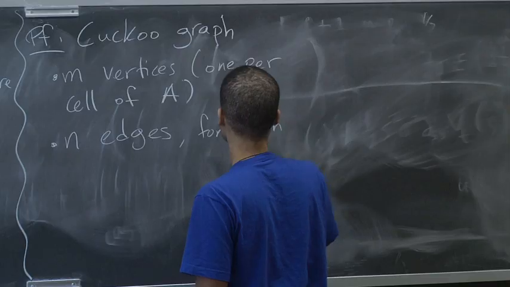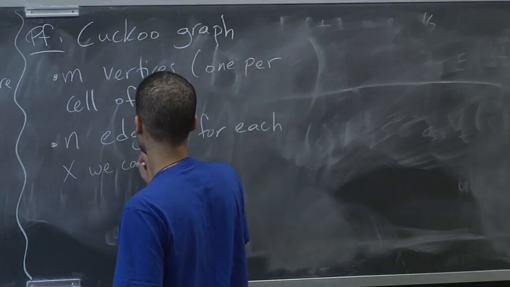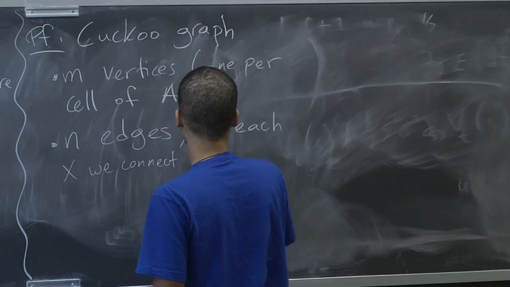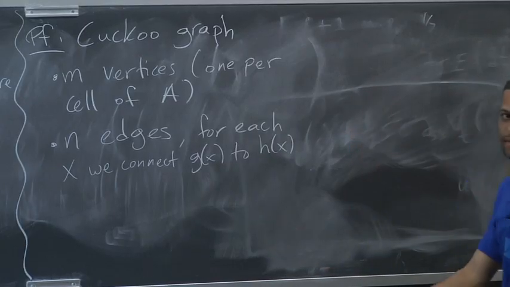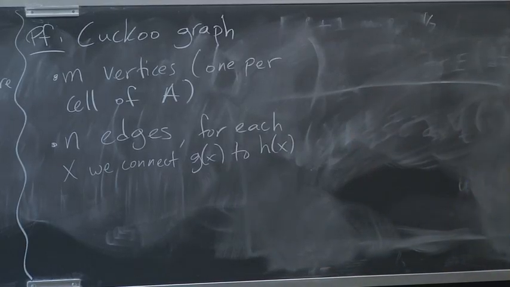For each x, we connect g of x to h of x. And as someone pointed out last time, this graph could have multi-edges. It could have self-loops.